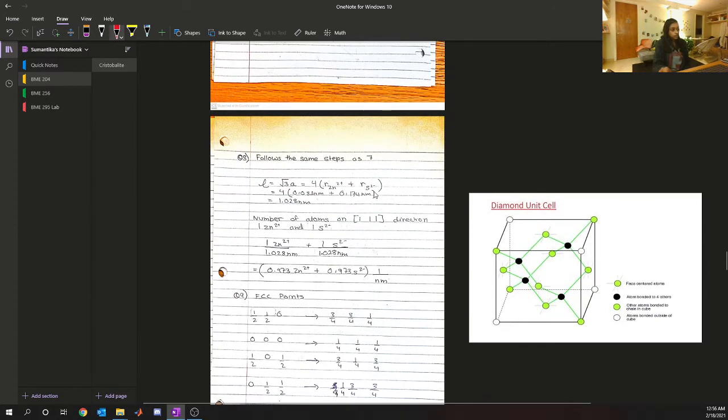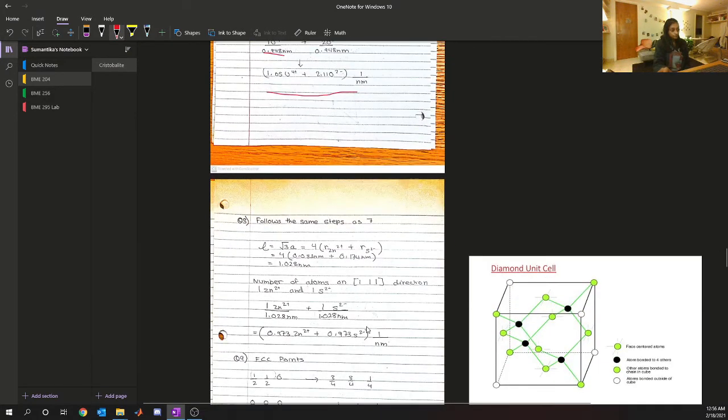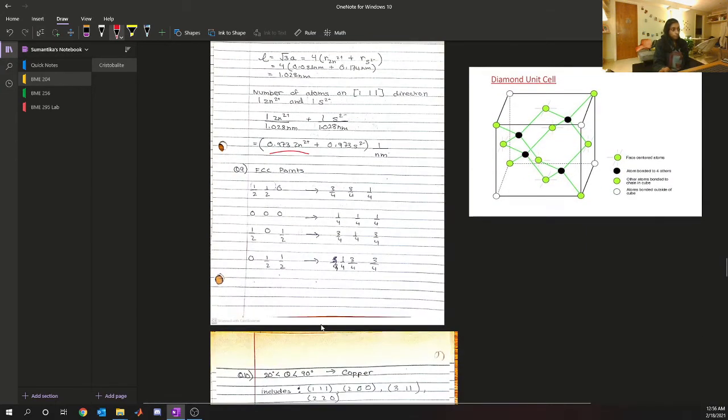Question 8 follows a similar process where we do the same thing as we did in number 7, and we get similar answers. And then question 9, which really threw me for a loop because I did not even understand what they were asking for. But the easiest way to explain this is thinking of these atoms acting in pairs.